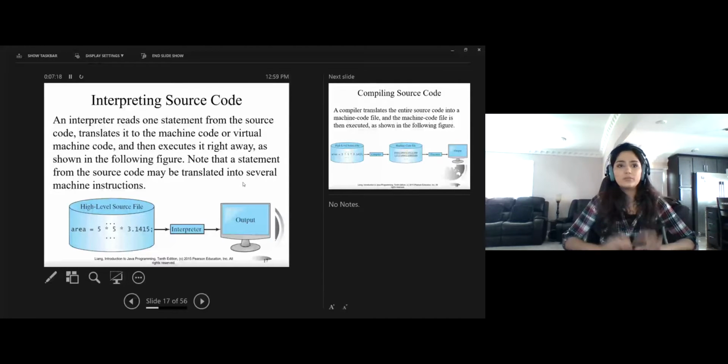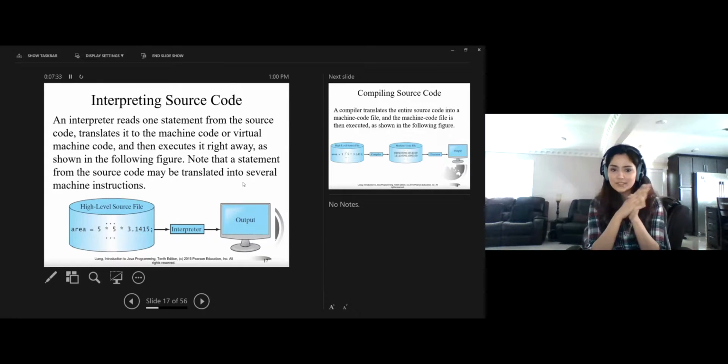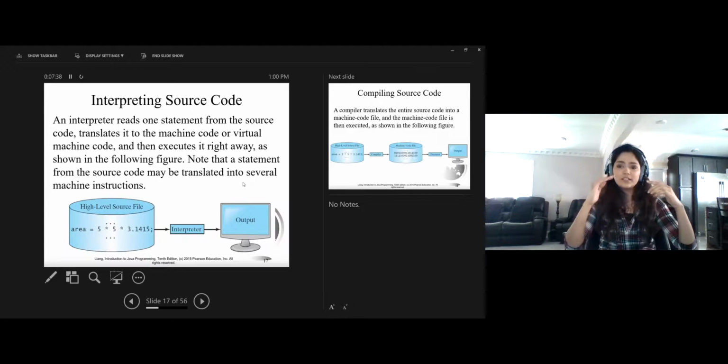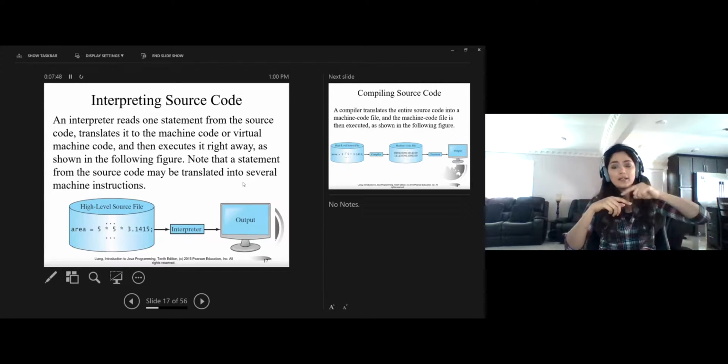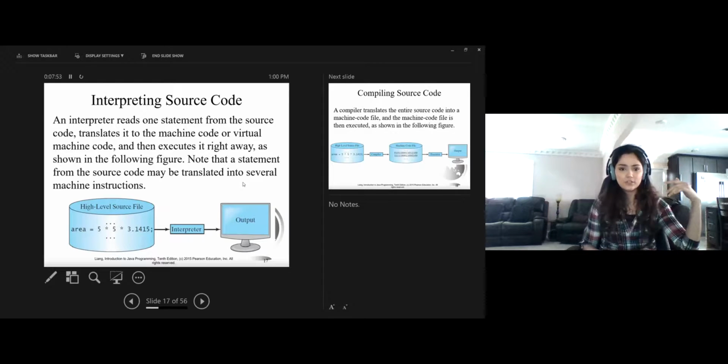So what's the difference between an interpreter and a compiler? An interpreter translates line by line, while a compiler translates the whole thing as a whole, right? The interpreter reads one statement from the source code, translates it into machine code, and then goes line by line. So if there is an error on line 2 and I have 50 lines of code, the interpreter will stop right there. It will first ask me to fix that error, and then it will start again from line 1, translating, looking for errors and compiling the rest of the things.